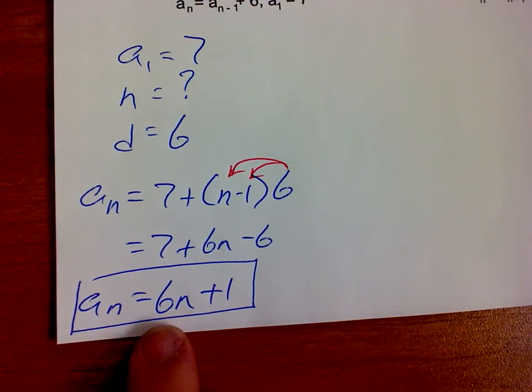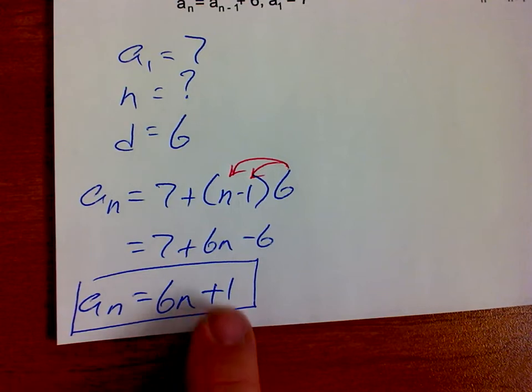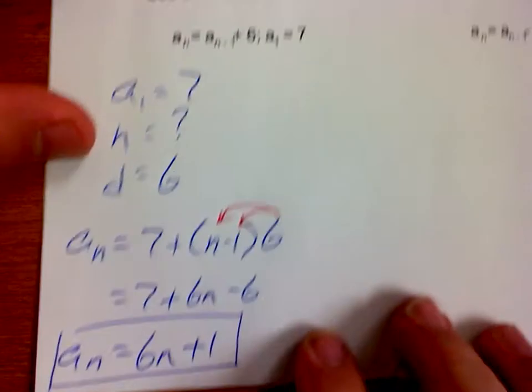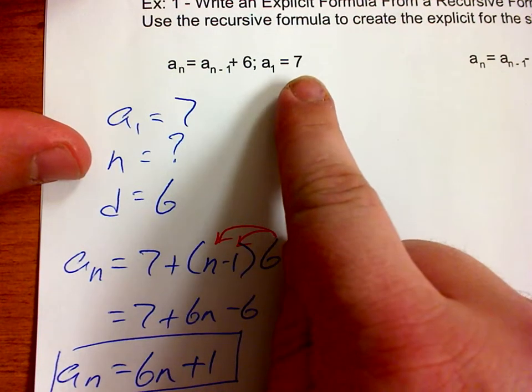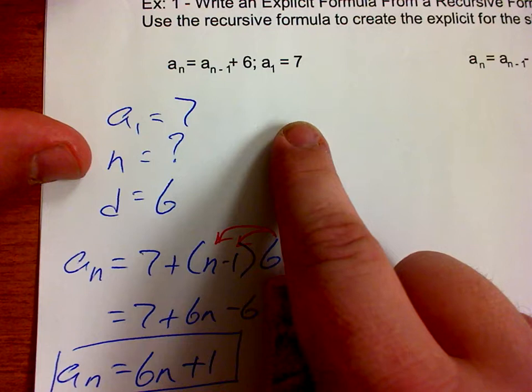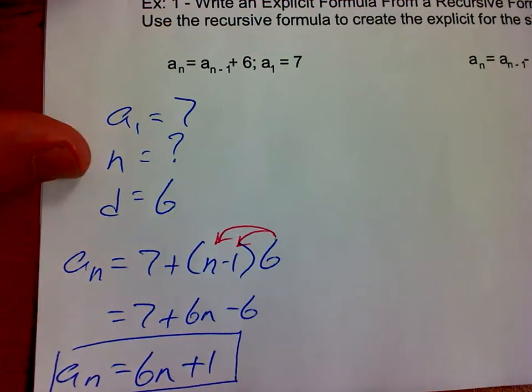If we were looking for the 20th term in this sequence, we need to plug 20 in here for n. We have 20 times 6 to give us the 120. Add 1 to that to give us 121. So this is definitely simpler than adding 6 each time. So that means a sub 1 is 7, a sub 2 is 13, a sub 3 is 19, and keep on going from that process.